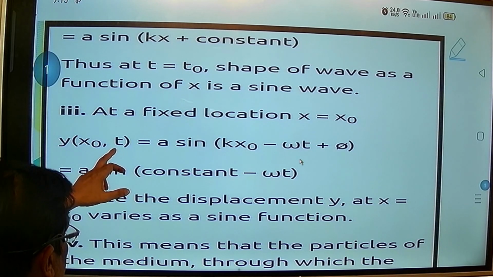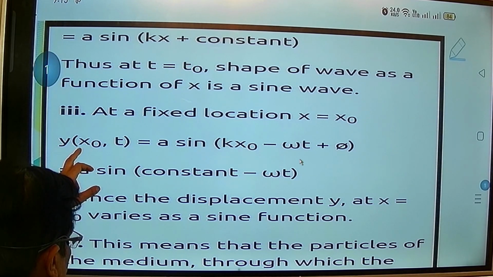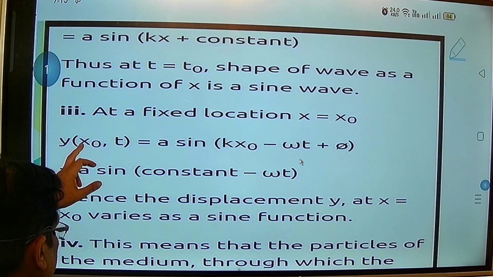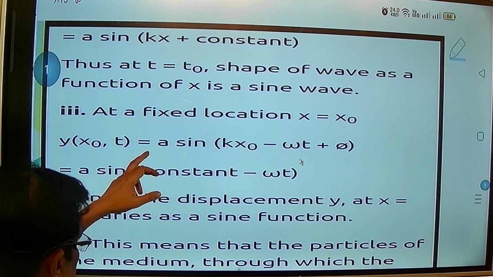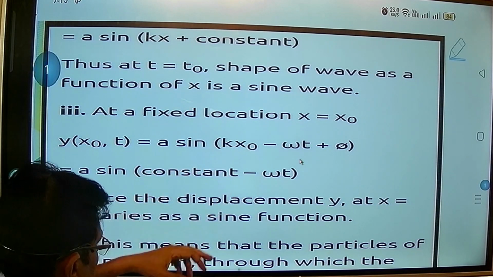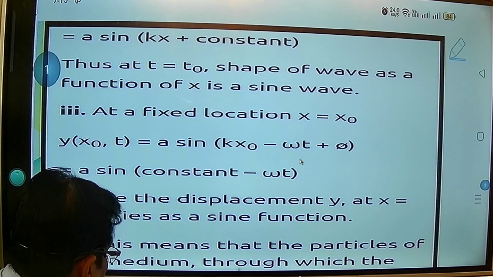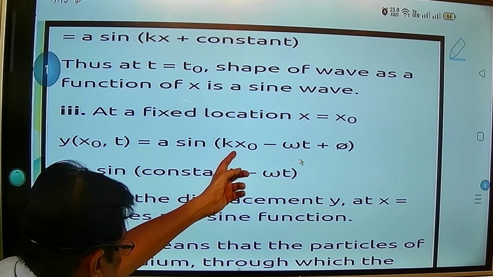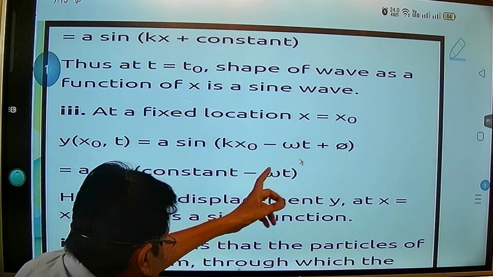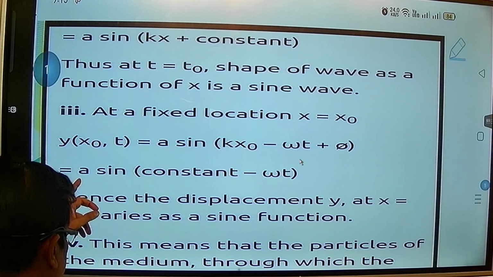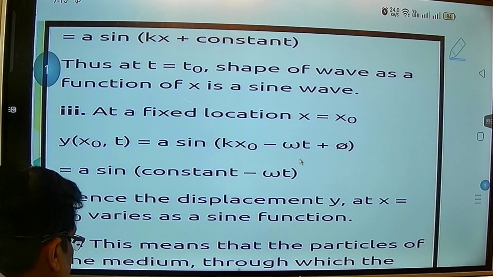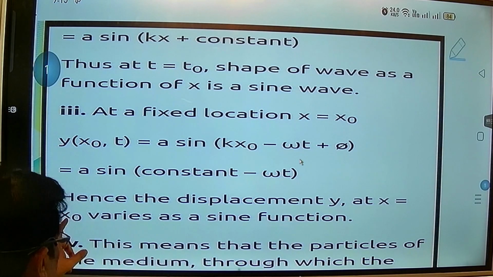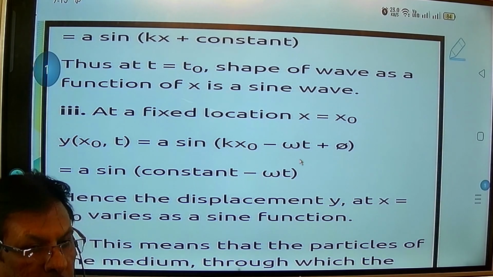We have taken equation number 1, replacing y as a function of x with x0 of t. Therefore the equation will be a sin(kx0 minus omega t plus phi). Now here he says that if you take kx0 plus phi as constant, the equation becomes a sin(constant minus omega t). Hence the displacement y at x equal to x0 varies as a sine wave function.